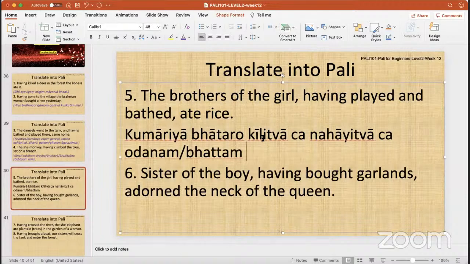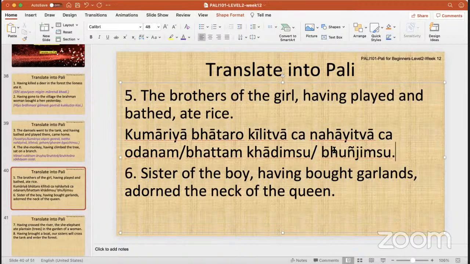Bante, can I use the past tense, Bhatta bahuvachana, Khadi? Khadimsu. Okay, very good. You can say Khadimsu, and also you can say some more verbs, like Bhunjimsu. Yes, that's even a better word. Bhunjimsu. So that's another verb that you need to learn here. Is everyone clear with this sentence?